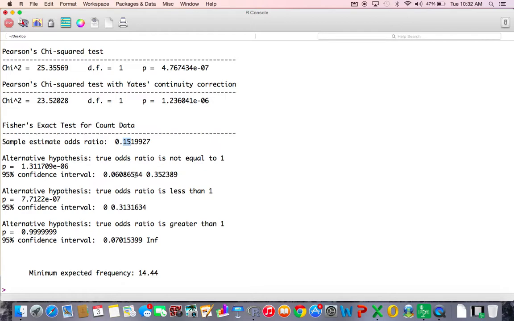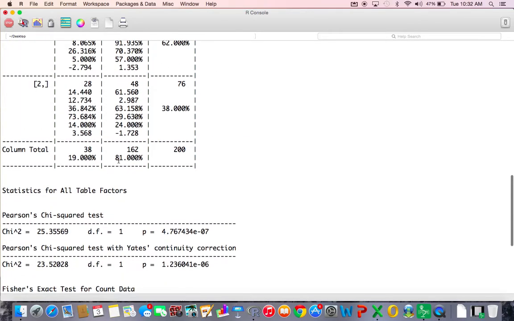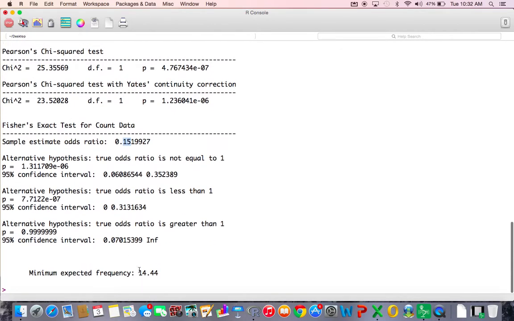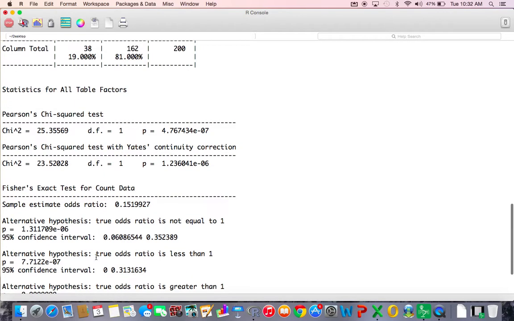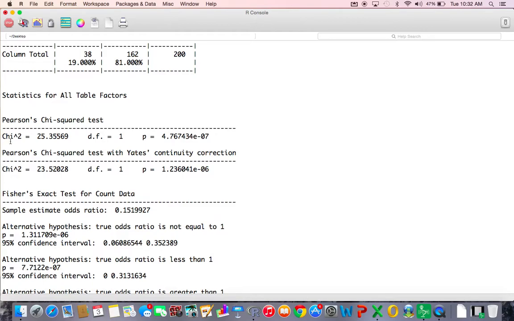And anyway, I would go through this. I would describe the rows and columns. I would go through and make sure that all of our expected cell counts are bigger than 5. And you can see down here this says the minimum is 14.44. So that's an easy way to observe that. My eyes would then be drawn directly to the Pearson chi-square, not with the Yates continuity correction. We don't need that in this situation, and I explained that back in an earlier video. But the Pearson chi-square test, we can see that the test statistic is 25.4, and we have statistical significance at the 0.001 level.